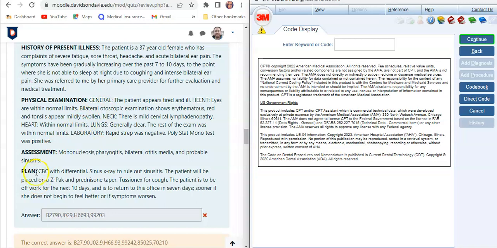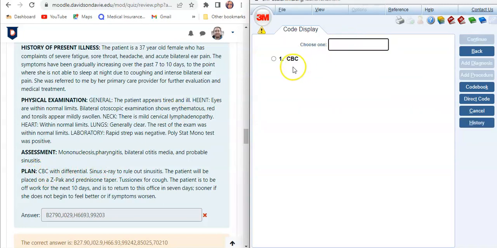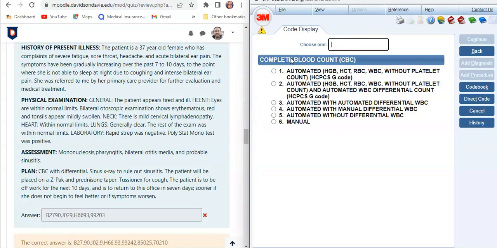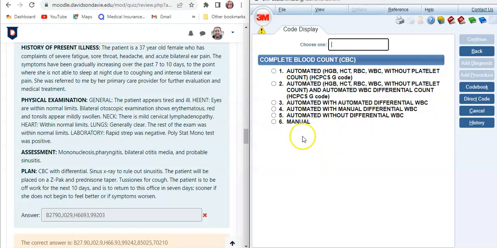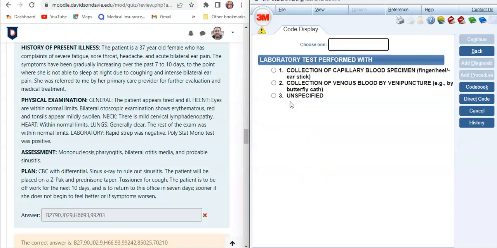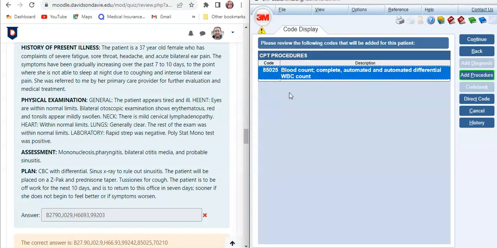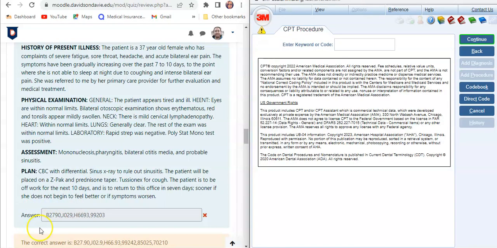Okay, so the next one we want to do is the labs. It looks like there was a CBC with differential done. So we're going to type in CBC. And with automated differential, we want to do that. It's unspecified what kind of blood they took or where it was from. And the next code is 85025. No period. And we are going to explain why they got that x-ray.